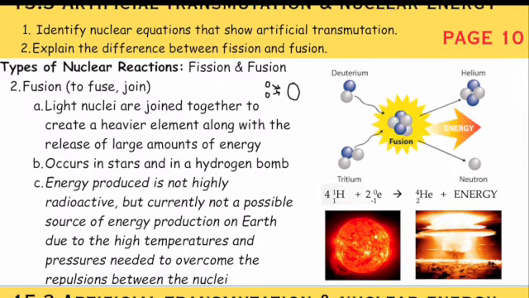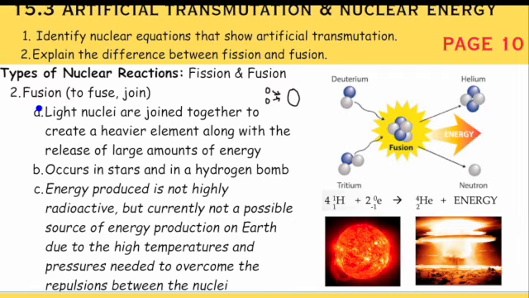The second type of nuclear reaction is fusion reactions. So fusion means to fuse or to join. This is when light nuclei, things that are lighter, are joined or fused together to generate some heavier element, along with the release of large amounts of energy, of course. Fusion is a process that essentially powers the universe. It's the engine of our sun, where extreme heat and pressure force hydrogen atoms to fuse into helium, releasing the light and warmth that sustains us here on Earth.